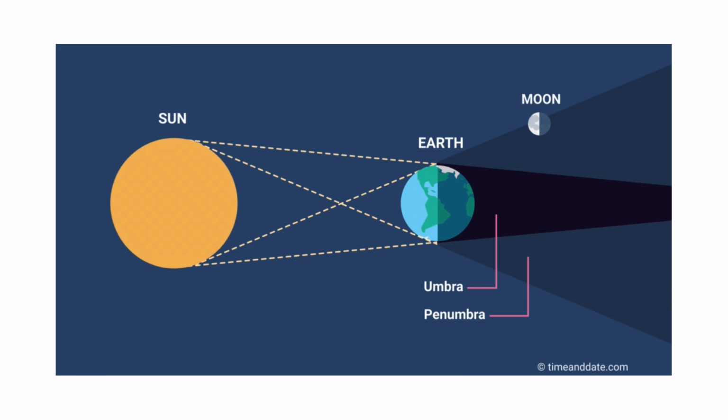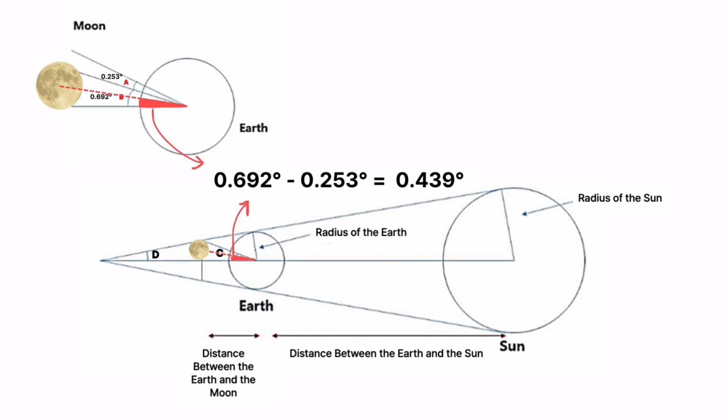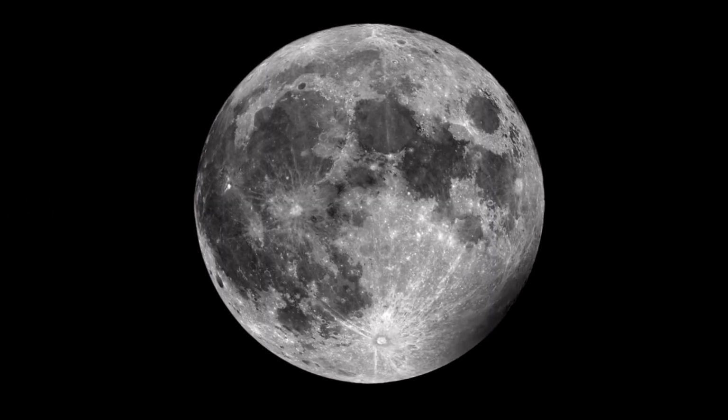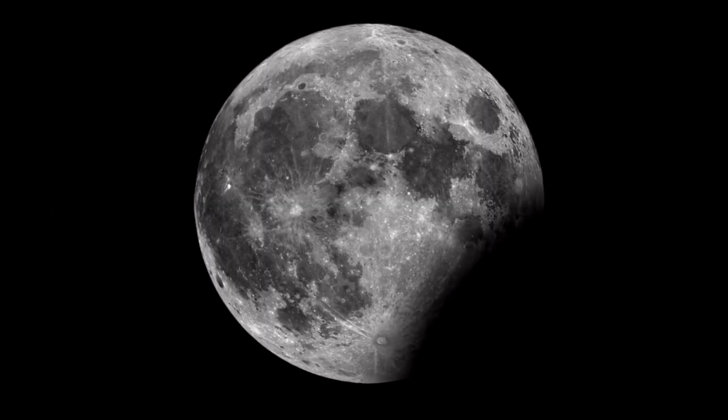A total lunar eclipse occurs when the moon's relative position is exactly as shown. As seen in the diagram, for a total lunar eclipse to occur, the angle between the line connecting the Earth and the Sun and the line connecting the Earth and the Moon must be 0.439 degrees or less. In this case, the Moon is entirely within Earth's umbra, resulting in a total lunar eclipse where the entire Moon is obscured. Because a smaller angle is required, total lunar eclipses occur less frequently than partial lunar eclipses.